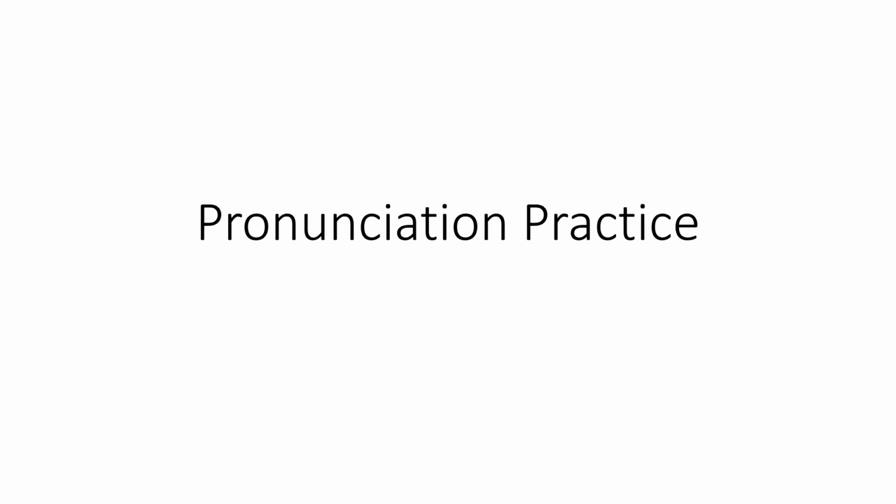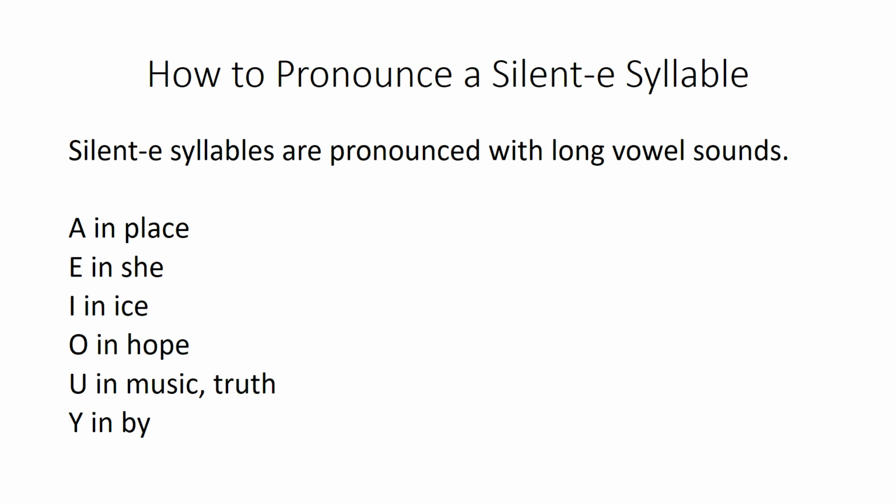That's a pattern. So how do we pronounce these? Well, the first vowel in a silent E syllable, so not the E, the other vowel, the first one that comes before the consonant, that one is always pronounced with a long vowel sound. So A as in place, E as in she, I as in ice, O as in hope, U as in music or truth, and Y as in by. So let's pronounce this one. It would be moan, pain, boat, root, door.